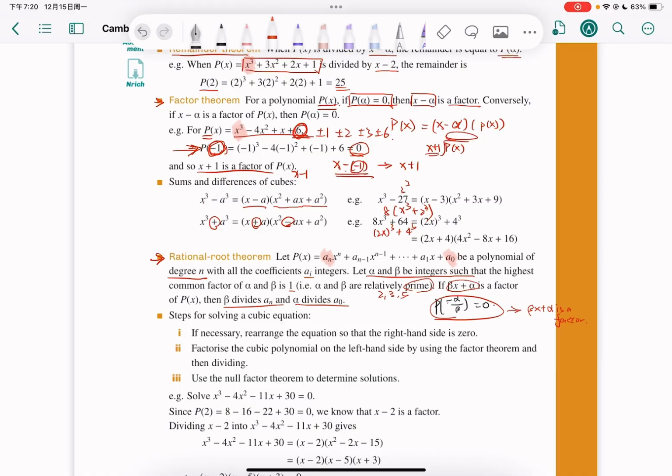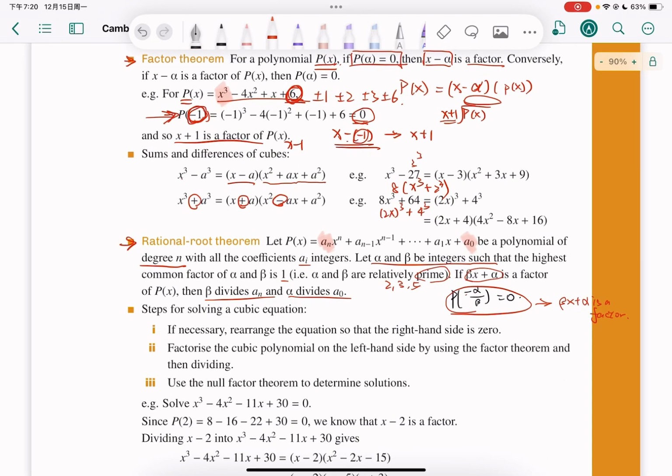And how do we find alpha and beta? So we said already beta divides an, for the leading constant an. So if, for example, an is 6, then we can have beta as plus or minus 1, plus or minus 2, plus or minus 3, and plus or minus 6. And same for a0. So alpha is a factor of a0, and beta is a factor of an.